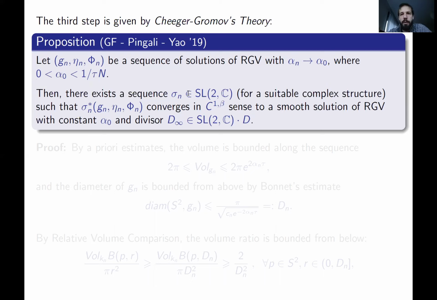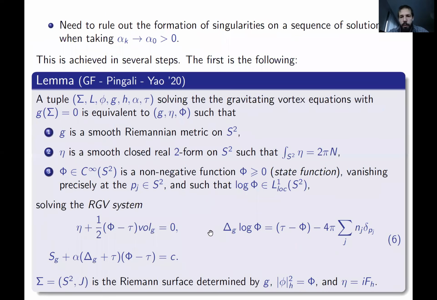Then there exists a sequence of points in SL2C for a suitable choice of complex structure, such that the pullback of the solution by sigma_n along the sequence converges in C1 beta sense to a smooth solution of the Riemannian gravitating vortex equations with constant alpha_0 and divisor in the closure of D, where D is the initial distribution of points, which recall are determined by the distributional equation in this RGB.